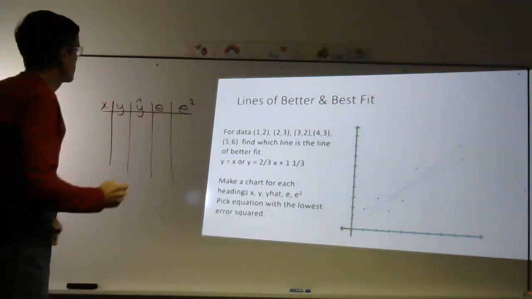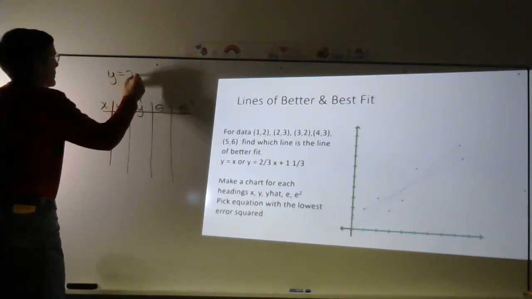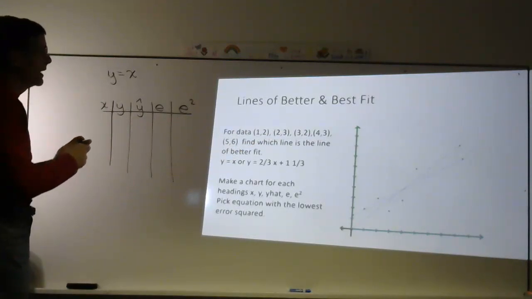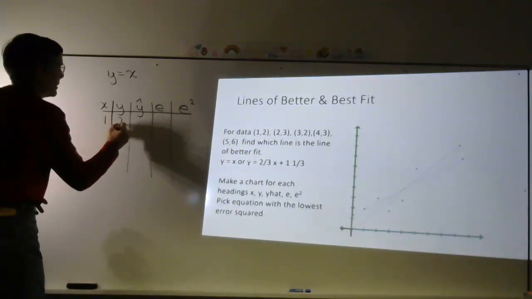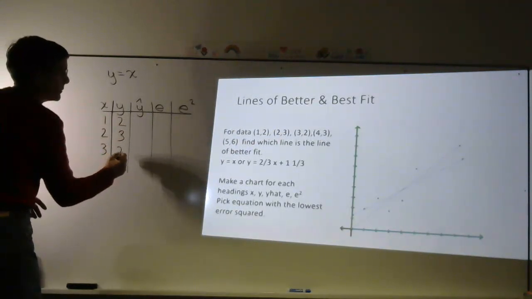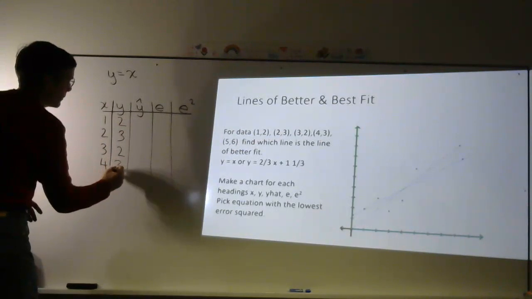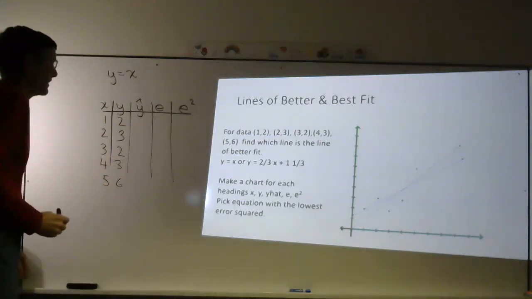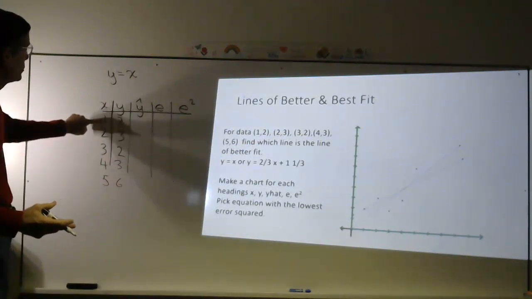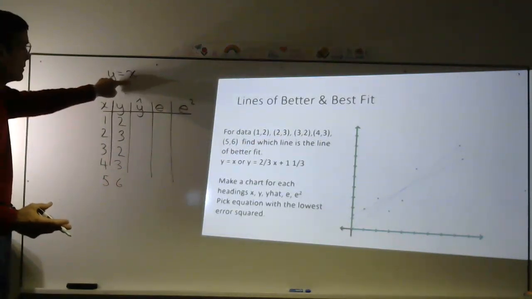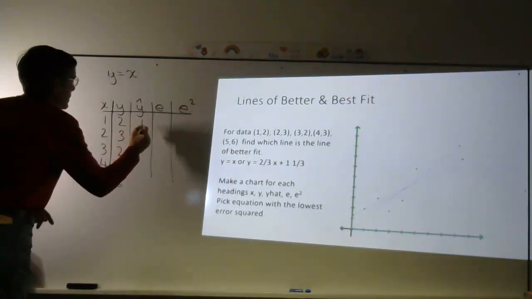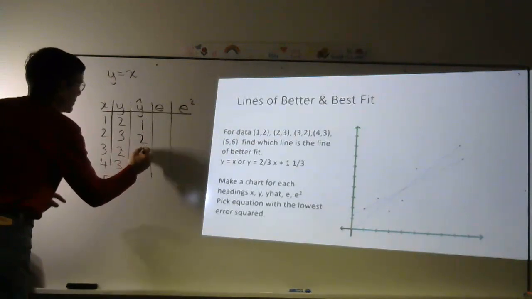First line is y equals x. So put the data in. I've got 1 and 2, 2 and 3, 3 and 2, 4 and 3, 5 and 6. Y hat is simply the y value you get when you put the x value in. So this one ought to be easy. When I put 1 in, I get 1 out. Put 2 in, I get 2 out, and so on.